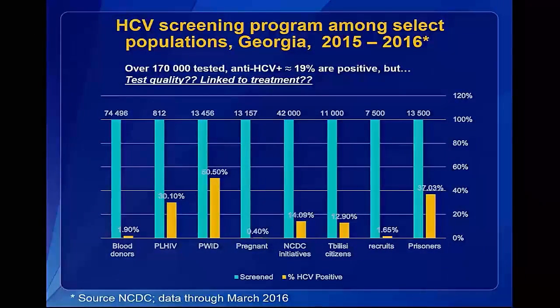Going back to Georgia, one of the other strategies was improving treatment access. In the first year of their program, they did a lot of screening. They're including blood donors, which we don't really think about as a screening program, but they included their 75,000 donors. So over 170,000 people were tested, and approximately 19% were HCV positive. But we know very little about their test quality and whether they were linked to care. So we have some work going on in the country assessing their screening program.